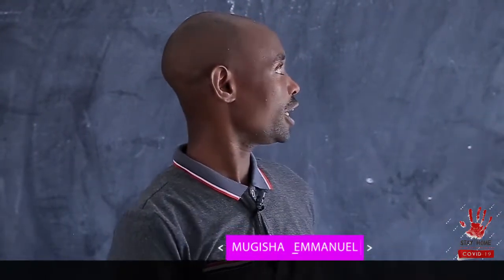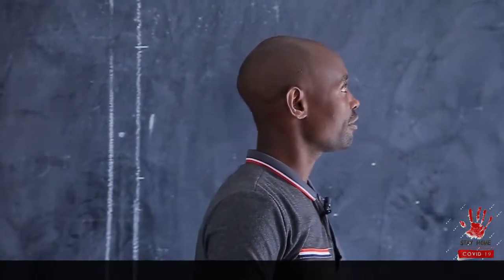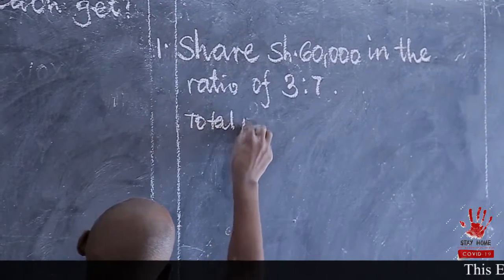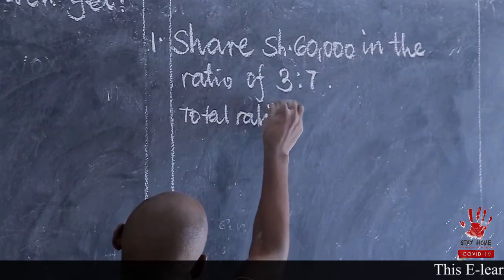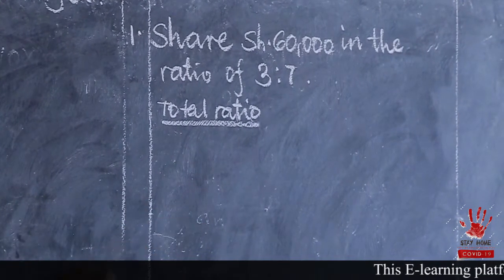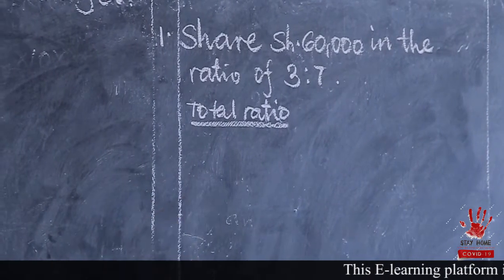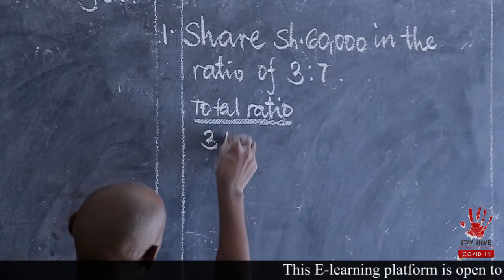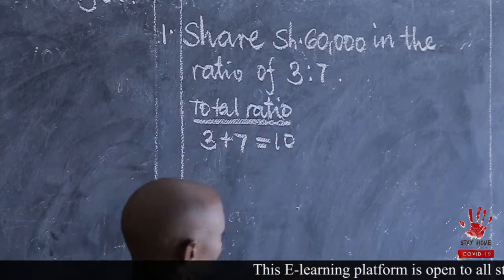In our previous lesson, I taught you how to share given quantities in ratios. And I told you that when you are sharing numbers using ratios, you are supposed to, first of all, get what we call the total ratio. For example, if we are told to share 60,000 in the ratio of 3 to 7, we are going to get the total ratio by adding these ratios. So it is 3 plus 7, which will give you 10.